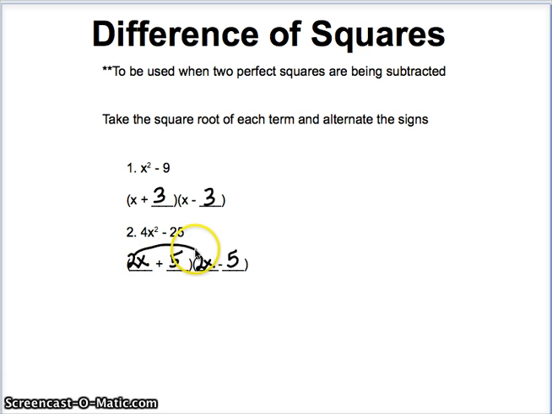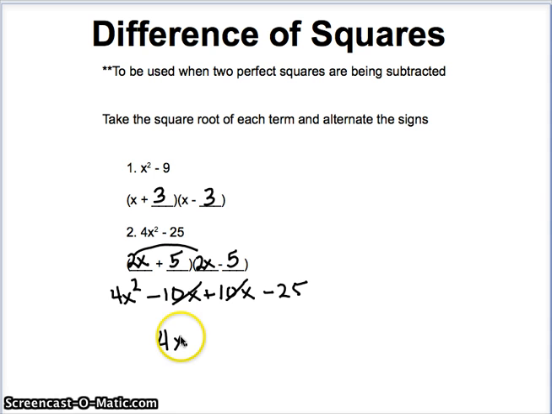I get 2x times 2x, which is 4x squared. I get negative 10x. I get positive 10x. And lastly, I get negative 25. Take a look at what happens with these middle terms. They cancel out and voila, 4x squared minus 25. If you can master the difference of squares method, you can consider yourself a math magician.